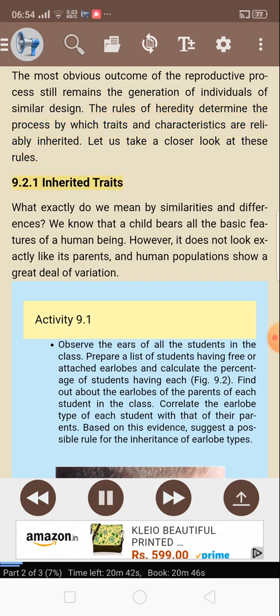9.2.1 Inherited traits. What exactly do we mean by similarities and differences? We know that a child bears all the basic features of a human being. However, it does not look exactly like its parents, and human populations show a great deal of variation.